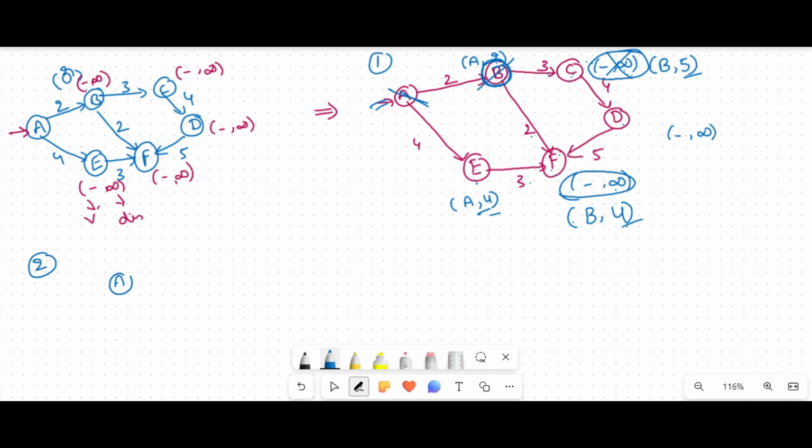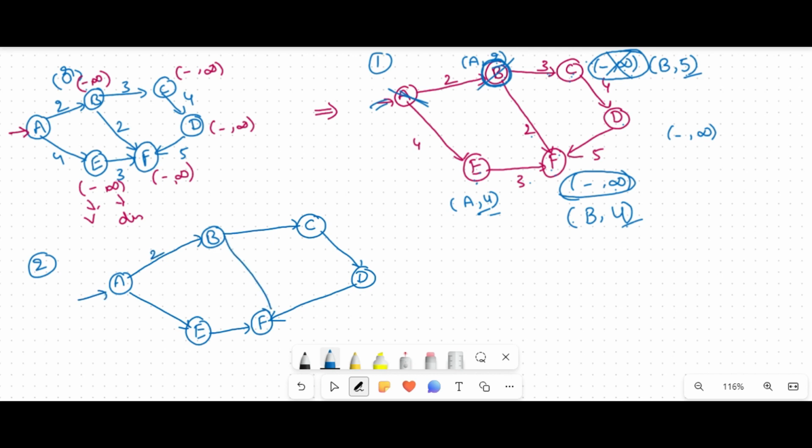Now represent A, B, C, D, E, F. Write down the graph just as it is. This is the starting vertex. Here it is 2, 2, 3, 4, 5, 3, 4. So now which vertex are we visiting? The 4 units distance, which is the shortest. Now we are visiting E vertex. A is visited already, B visited already. Here the distance is A comma 2 and here A comma 4. This vertex is visited.